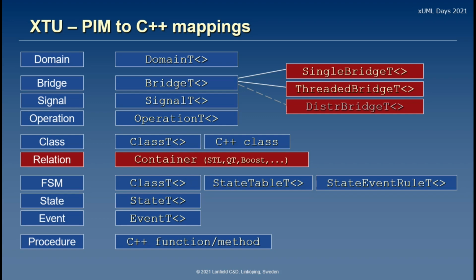Signals and operations are mapped to corresponding templates, and classes with a non-trivial lifecycle are implemented by the class T template. Trivial classes, that is, classes having a simple construction-destruction lifecycle, are implemented using ordinary C++ classes. State machines are included in the class T template, but their state table and transition rules have templates of their own. So do states and events. Finally, procedures are implemented using ordinary C++ functions or methods.